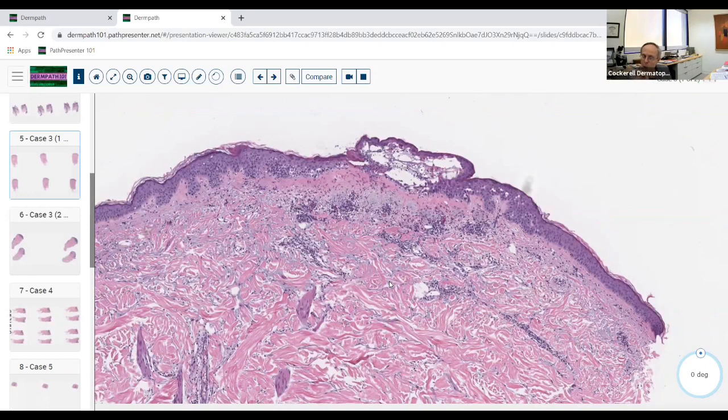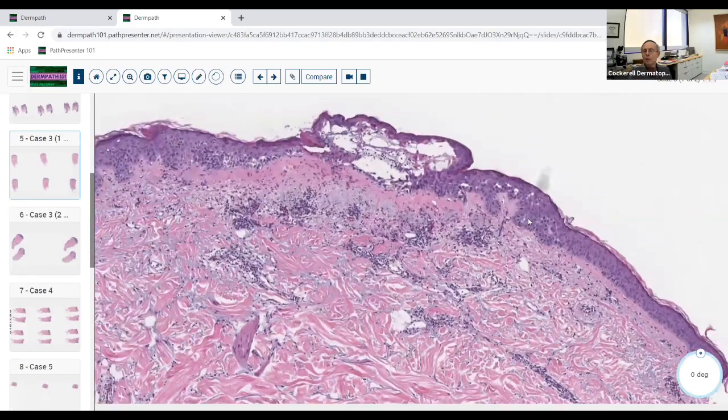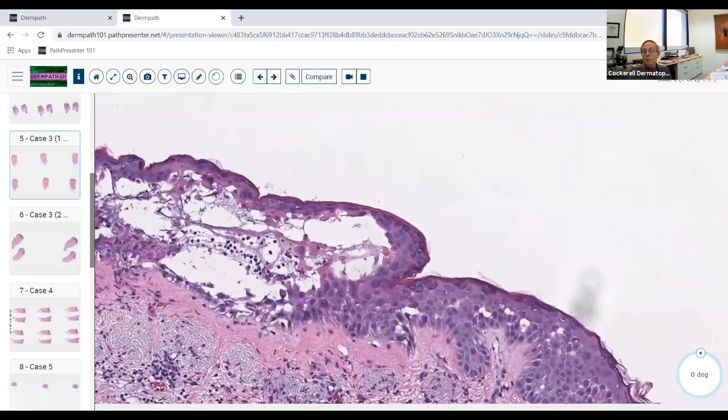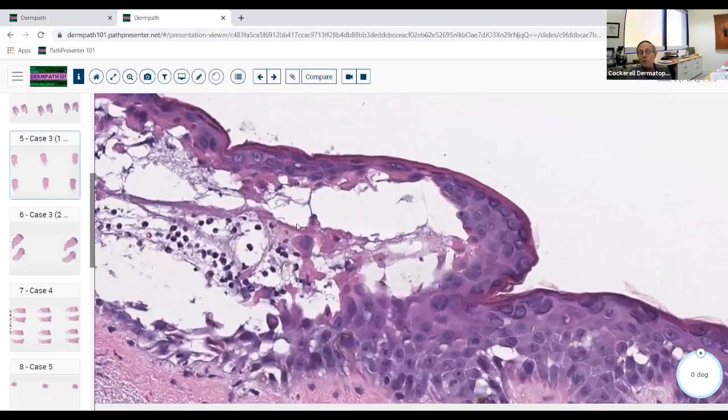So when you see just a focal area like this, you should start thinking about things like Grover's disease, for example, which gives you focal acantholysis. Here's the acantholysis, and then dyskeratosis. These are the dyskeratotic keratinocytes here, which are the corps ronds, which are acantholytic, dyskeratotic, granular cells in the suprabasilar area here. And then you get grains, which are acantholytic, dyskeratotic, granular cells and perikeratotic nuclei. So these are some grains up here, and these are corps ronds here.